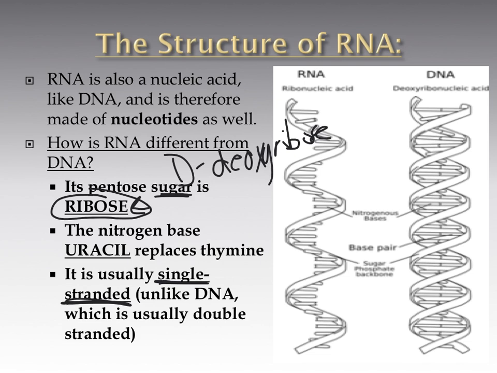And then the nitrogen base uracil replaces thymine. So you still have adenine, cytosine, and guanine in RNA. Those stay exactly the same, but now instead of thymine, you have uracil.